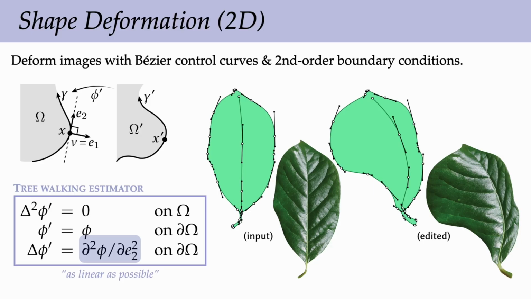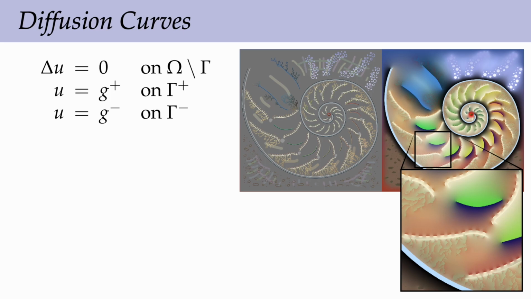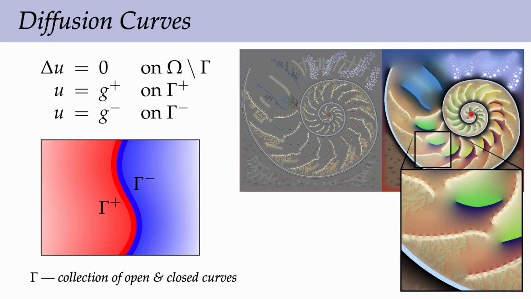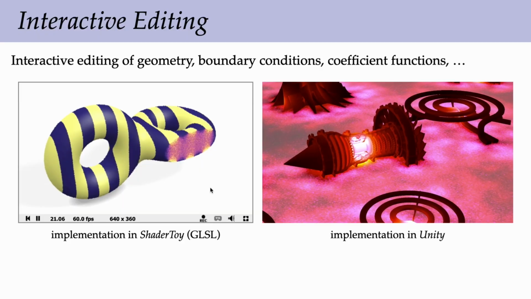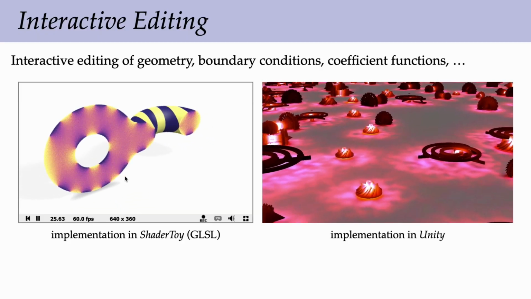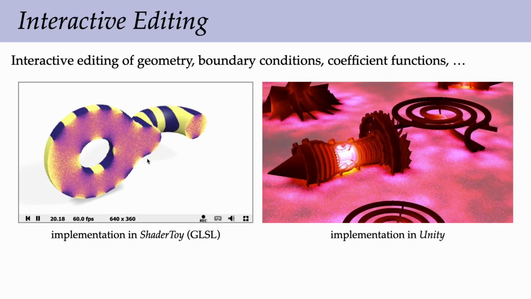Okay, and then there's lots of other examples. For instance, we can do 2D shape deformation using our biharmonic estimator. We can compute diffusion curves. So this is a way of saying I'm going to solve a Laplace equation with two-sided boundary conditions to extend color from my curves into the rest of the domain. This is a kind of nice way of authoring vector graphics with nice smooth fills. We can do interactive editing, so we can explore the parameters of our model, the geometry, the coefficients, and so forth in real time. This is done in either GLSL or in Unity.